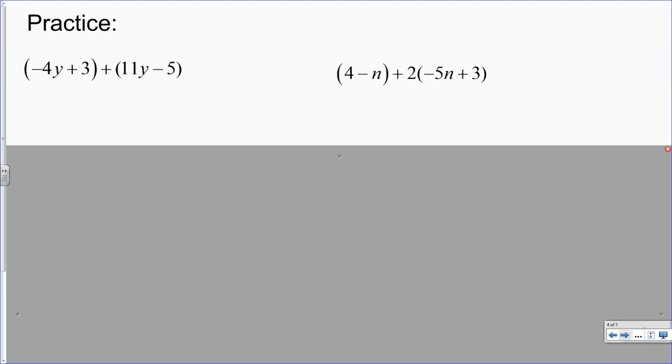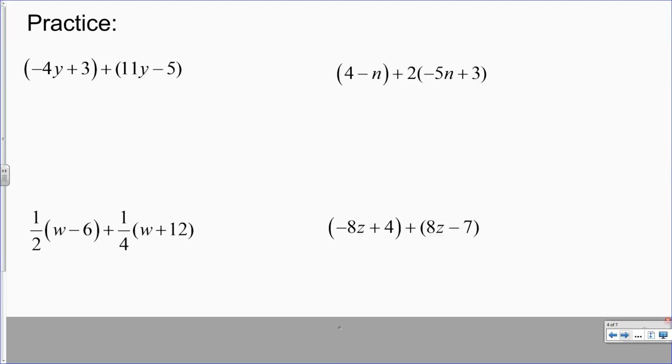It is now your turn to practice. You have 4 problems. I would like you to go ahead and practice those. There might be a typo on your paper on this last one. That should be an addition right there. Go ahead and solve all 4 of those and turn this back on when you are ready.